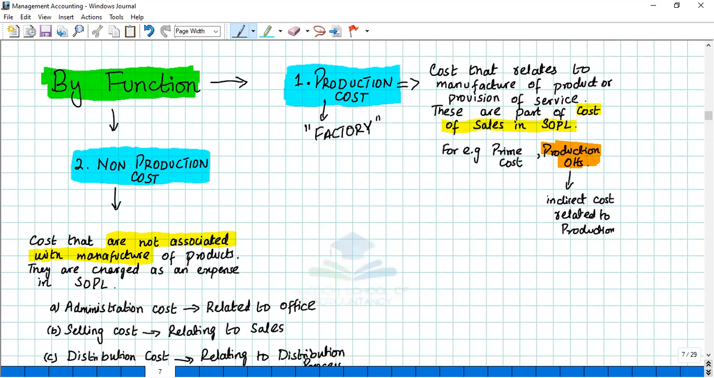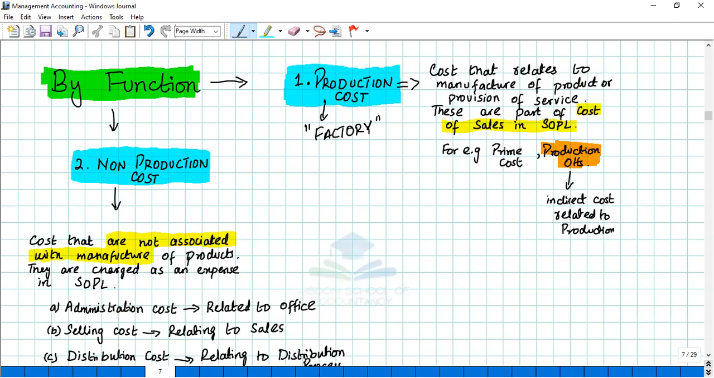These are part of cost of sales in statement of profit or loss. So basically, production costs are all the costs that are incurred in a production process as a whole. Usually in the questions, you will see the word factory cost. Factory cost means production cost, because factory is a place where the production is done. So if the word factory is used, you can assume that this is a place where production is done. Okay, so factory cost is also known as production cost.